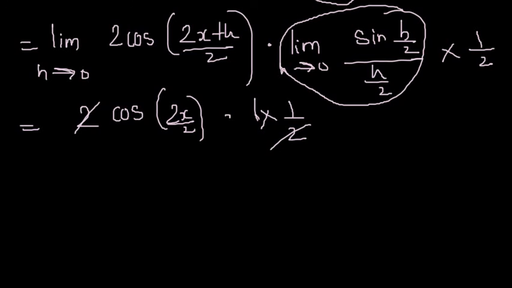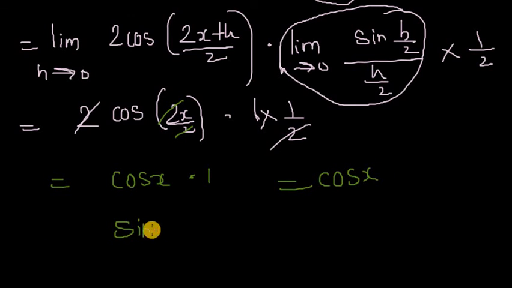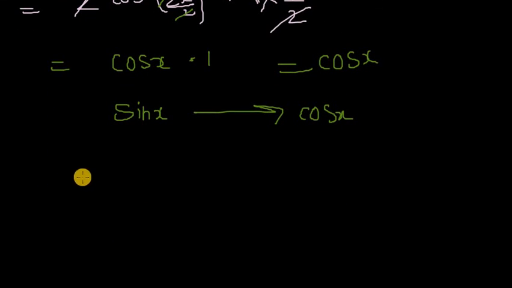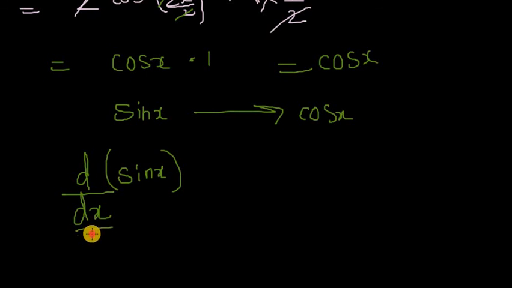Okay. And in the cos part, this 2 and 2 get divided. So we are left with cos x into 1. What do we get? Cos x. So our function was sin x. The derivative by first principle that we got is cos x. So it is verified using first principle that the derivative of sin x with respect to x is cos x.